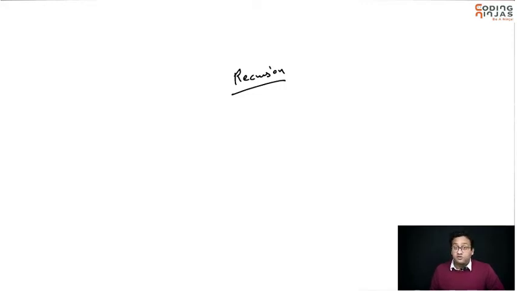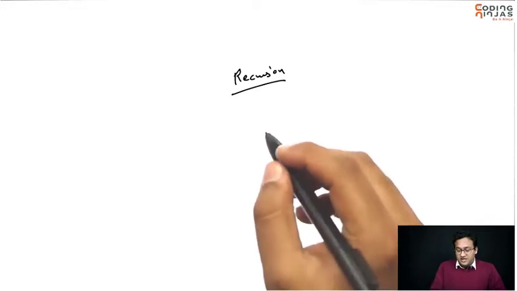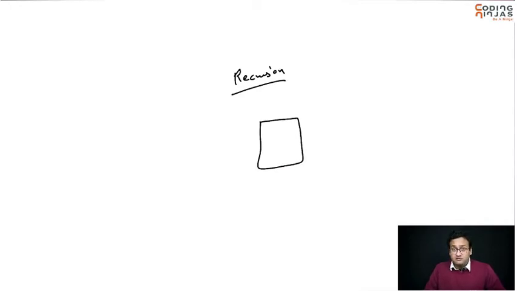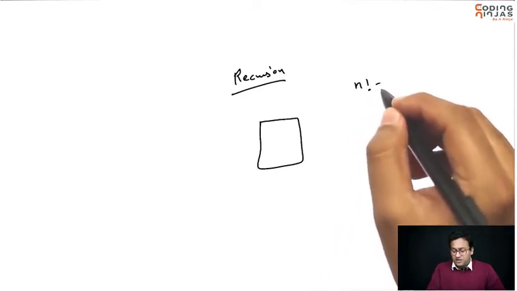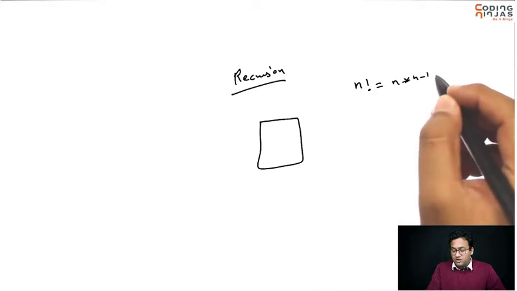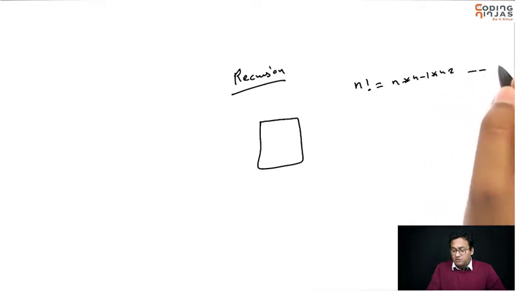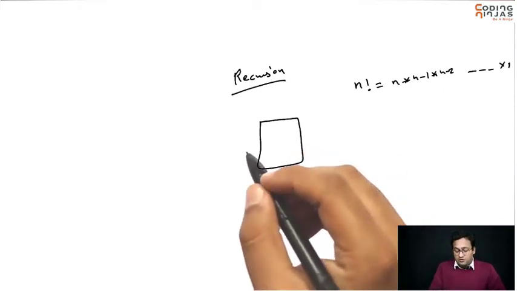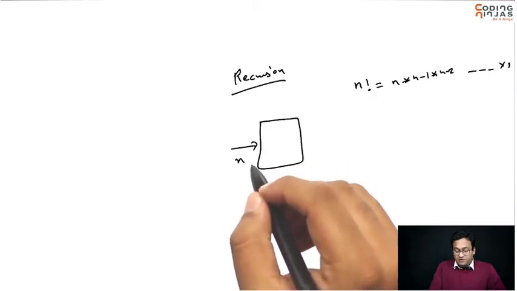A function can call itself when the function is saying, okay, you want me to calculate, for example, let's say n factorial. I hope you know what n factorial is. N factorial is n into n minus 1 into n minus 2 up to 1. Multiplication of first n natural numbers is called n factorial. So I want a function to calculate n factorial for me.